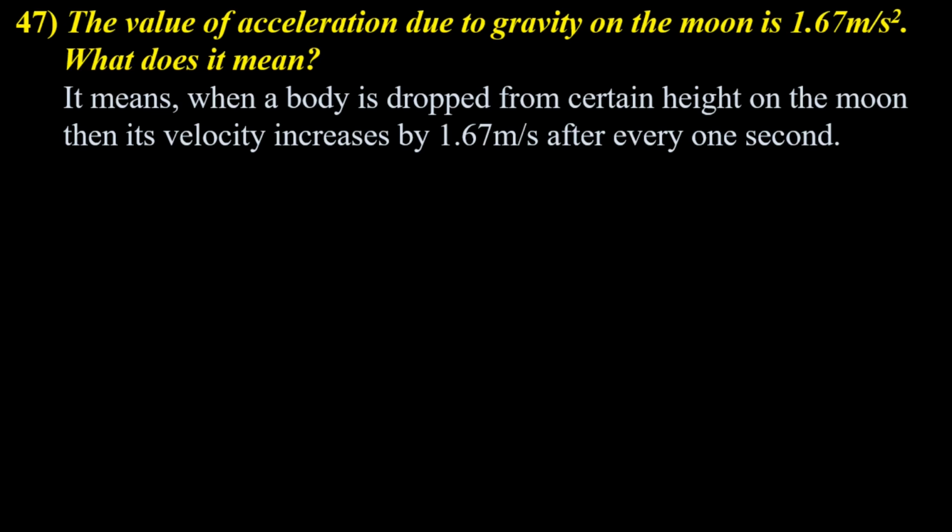At the end of second second, again 1.67 meter per second velocity will be added and it will fall faster. At the end of third second, again 1.67 meter per second velocity will be added to the previous velocity. This way, in every second, its velocity will increase by 1.67 meter per second. That's why it will fall with the acceleration of 1.67 meter per second square. Let's go to another question.